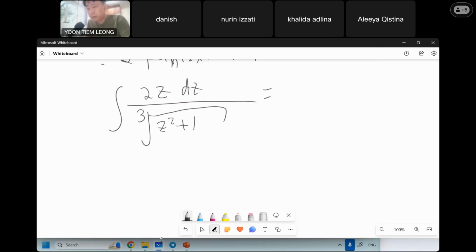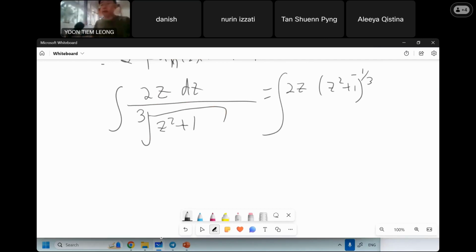So I would then write this as 2z, and then z squared plus 1 raised to the power of minus 1/3, and then you have dz. So what I have done here is nothing but re-express 1 over the cube root of z squared plus 1 in the form of z squared plus 1 raised to the power of minus 1/3. Okay, this is referring to 1 over the cube root of z squared plus 1.